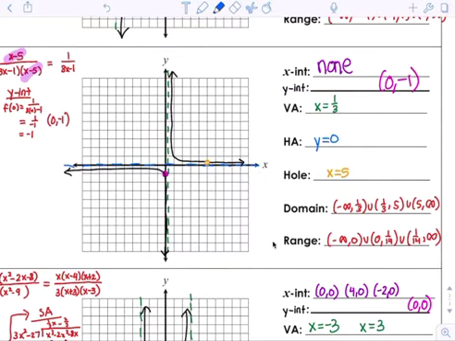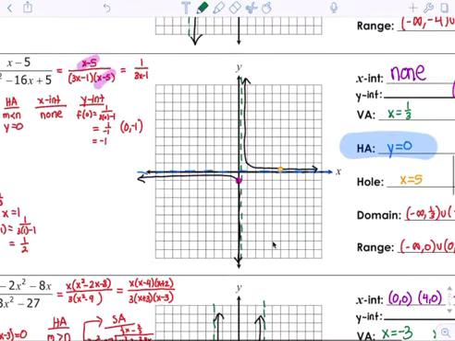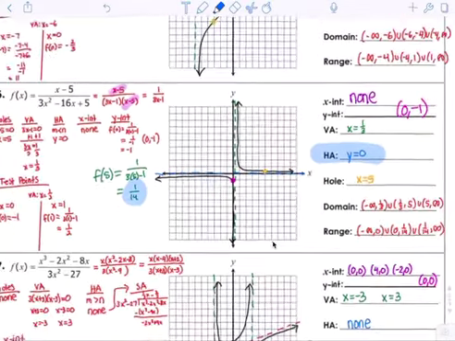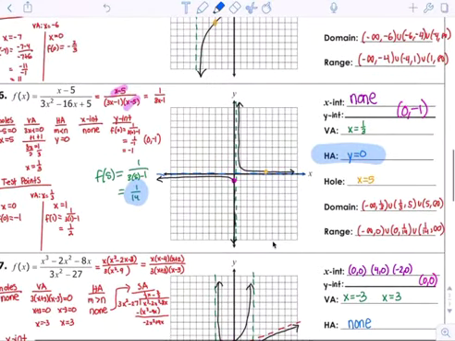Okay, so range, you've got to use your horizontal asymptote, and you've got to plug the hole into the final equation to figure that out, right? So f of 5 is equal to 1 over (3 times 5 minus 1), which is 1 over 14. So I know to use 1/14 as part of my range. So 0 is smaller than 1/14. So negative infinity to 0, union 0 to 1/14, union 1/14 to infinity.